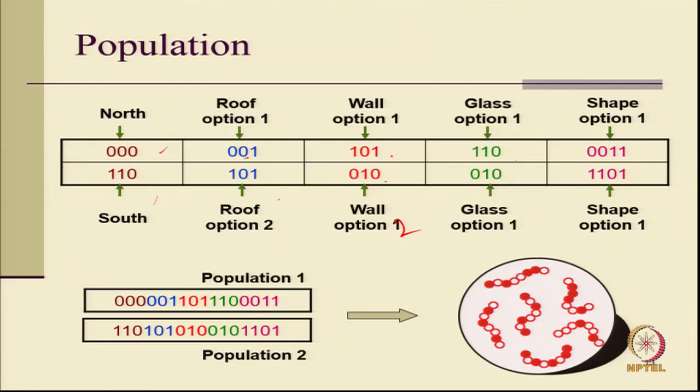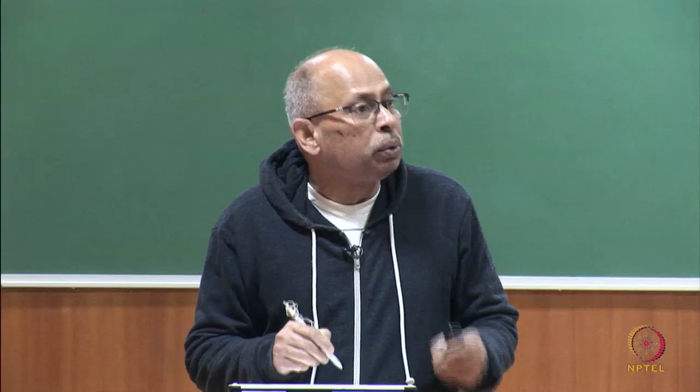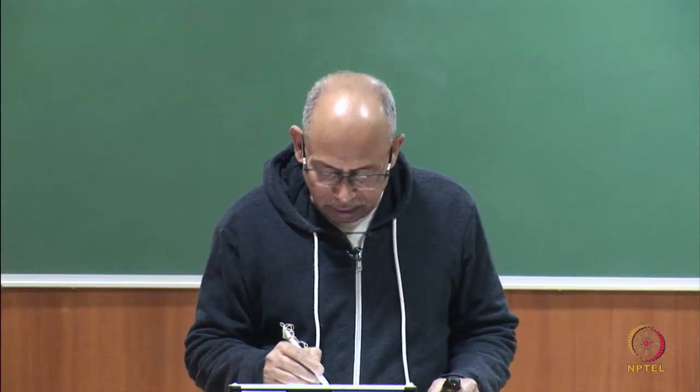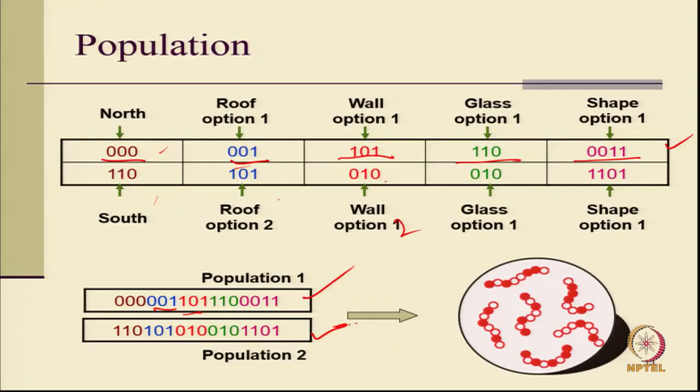So, what it does, if I have this, then the population would be 0 0 0 1, the blue represents roof option, wall option 1 0 1 and glass option 1 1 0 and shape option 0 0 1 1. So, this is the first one, this is the second one, individual 2 in that population, if you have 40 or such things. So, 2 of them, we work in pairs.